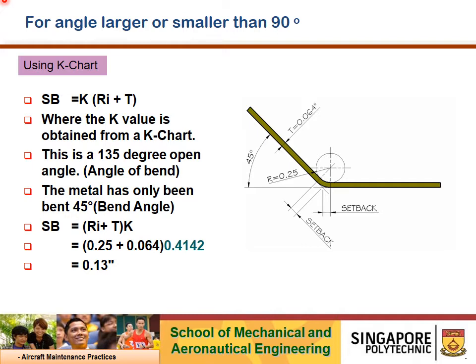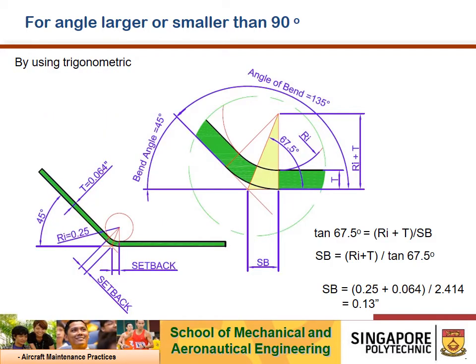All right, so quite standard. It depends on the bend angle. I say again, the bend angle that you want or the question asked. So what happens if you do not have a K chart table to refer to? Well, you can use trigonometric methods to solve this problem, using this as an example. This is the bend angle of 45, so my angle of bend is 135. Stated here: bend angle 45 degrees, angle of bend 135. So added together it is 180 degrees.